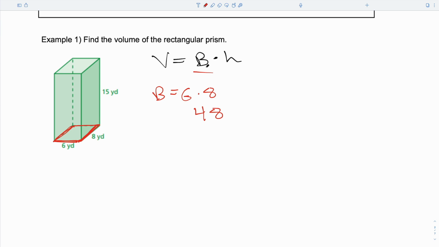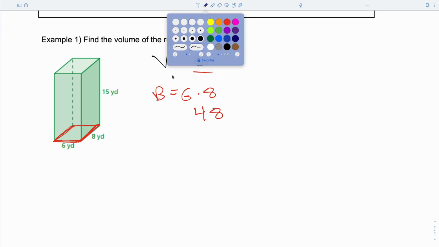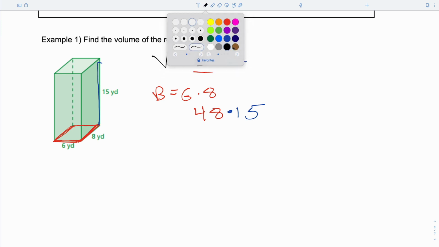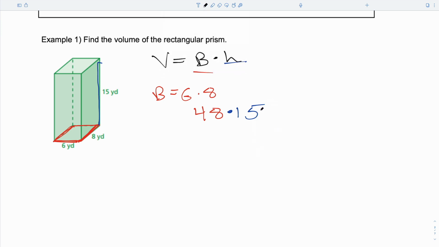You just found B. What do I have to multiply next? Base times, Camden, the height. What's the height of this, Grant? 15. So you just found the base. 48 times 15 is your next step, the area of the base times the height. That's your answer. 48 times 15, calculators in hand. Silent hand up when you got it.